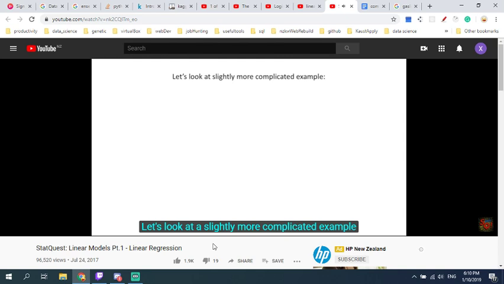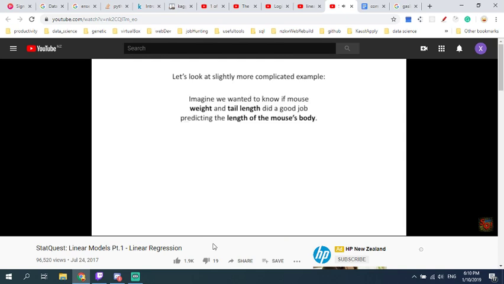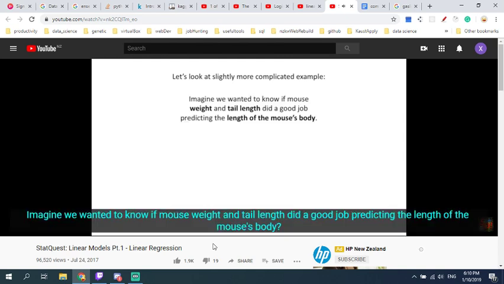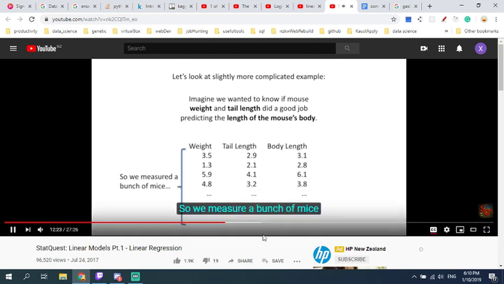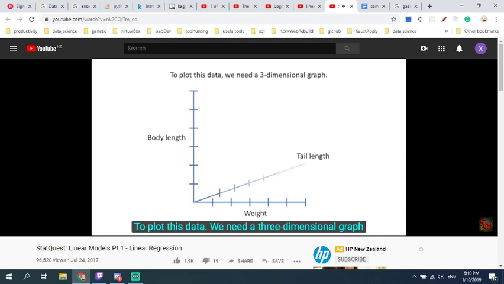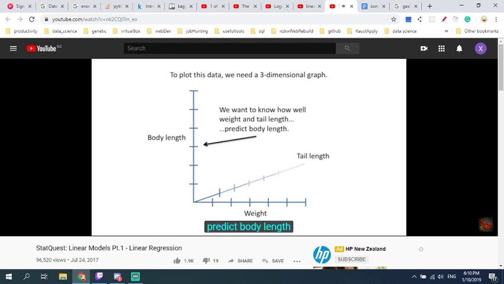Let's look at a slightly more complicated example. Imagine we wanted to know if mouse weight and tail length did a good job predicting the length of the mouse's body. So we measure a bunch of mice. To plot this data, we need a three-dimensional graph. We want to know how well weight and tail length predict body length.